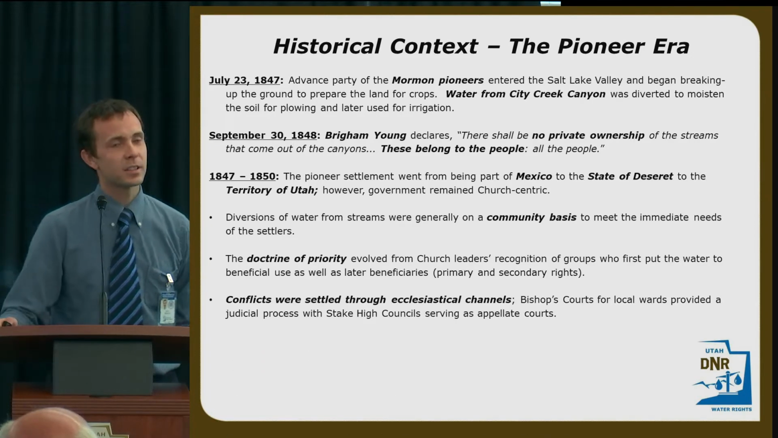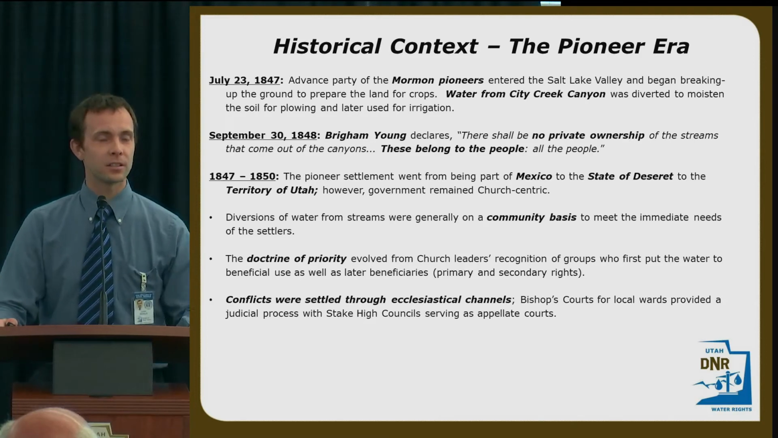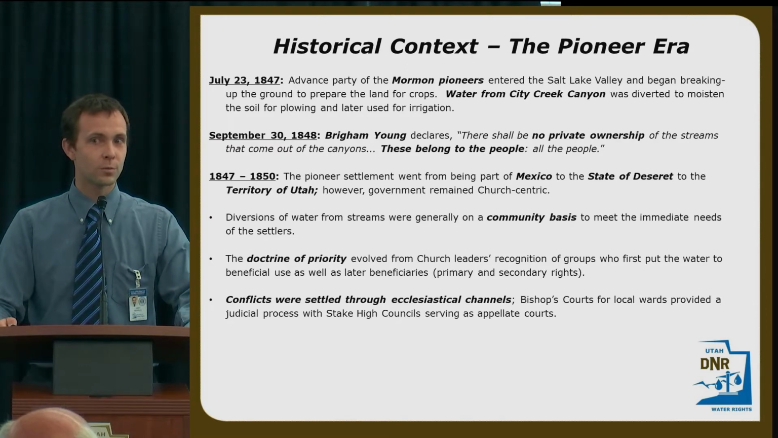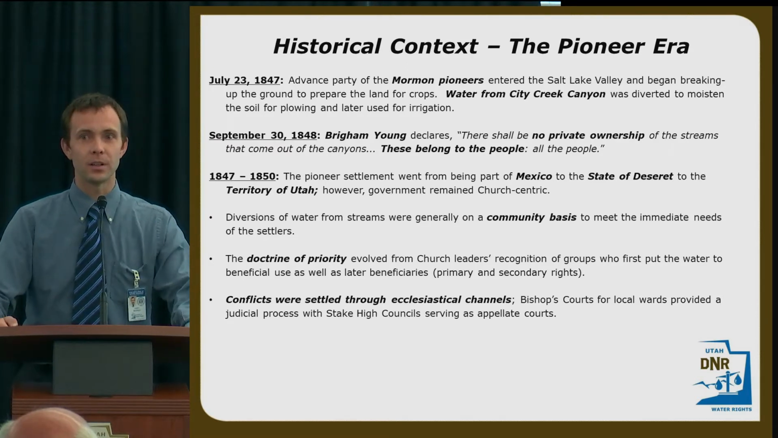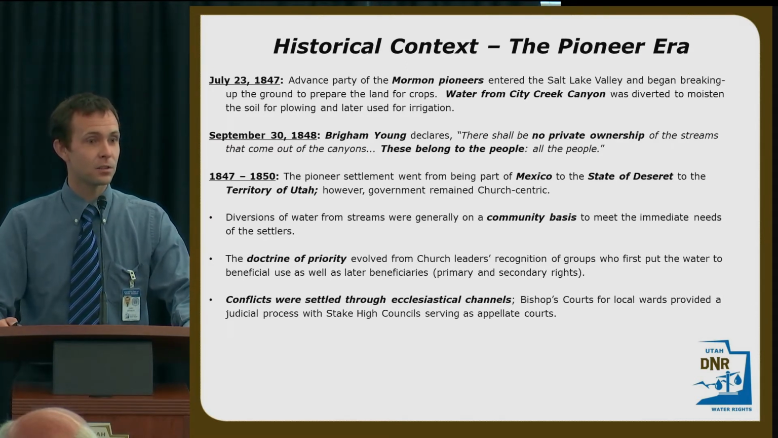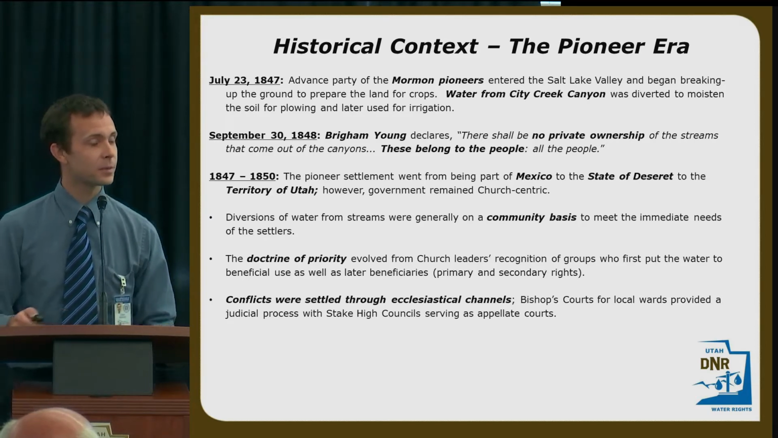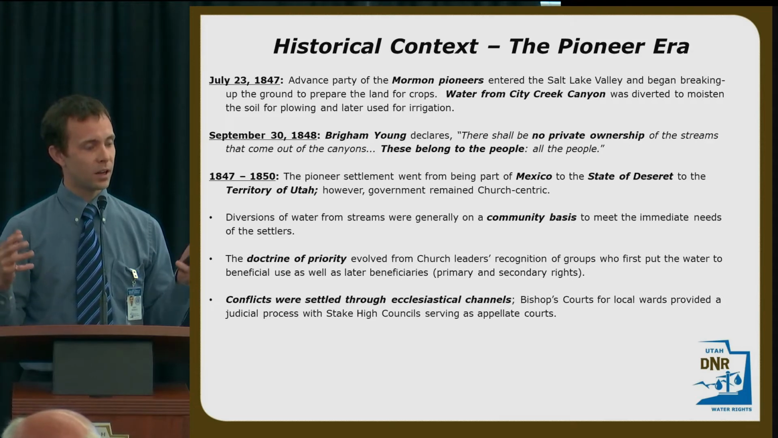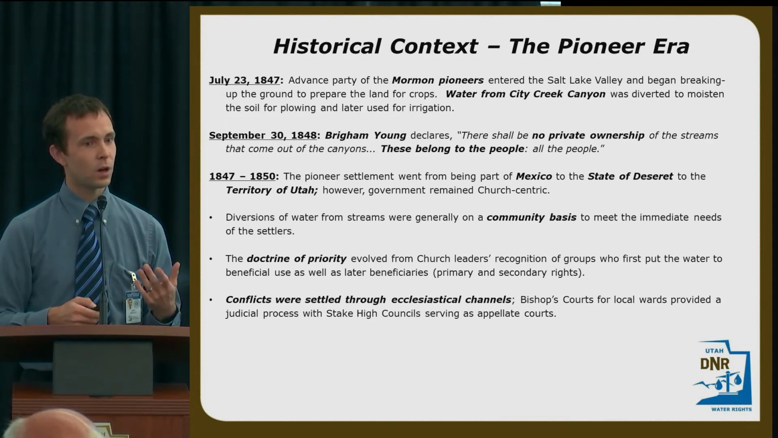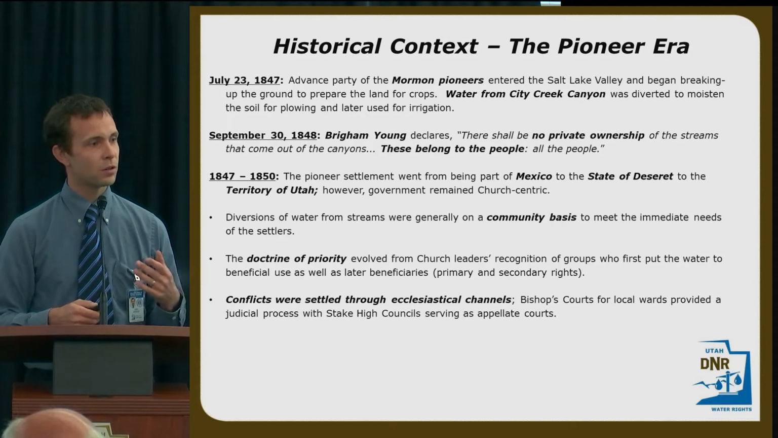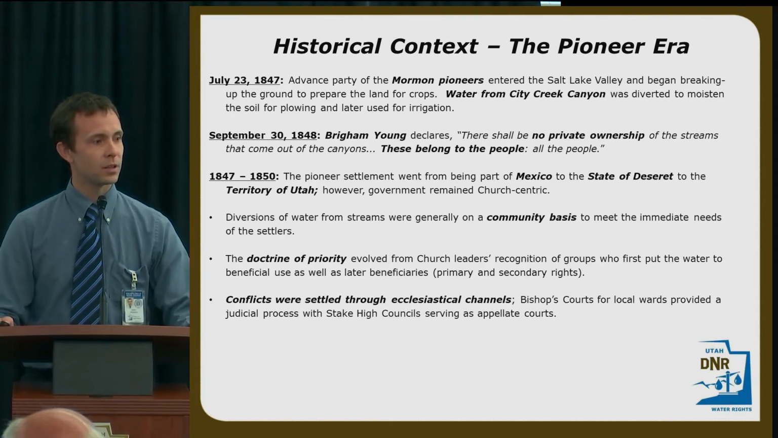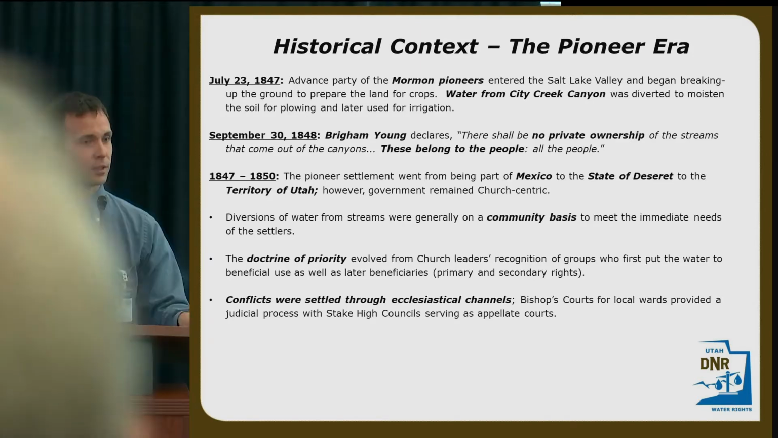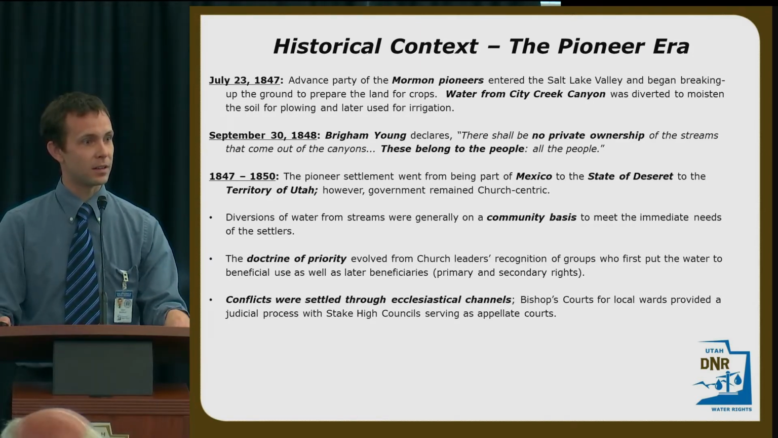So conflicts were settled through ecclesiastical channels, such as bishops' courts. The bishops' courts for wards provided a judicial process, with state high councils serving as the appellate courts. If a conflict arose between water users, the bishops' courts and state high councils would settle the matter and help determine who had the right to use the water in priority, who had first priority, who had next.